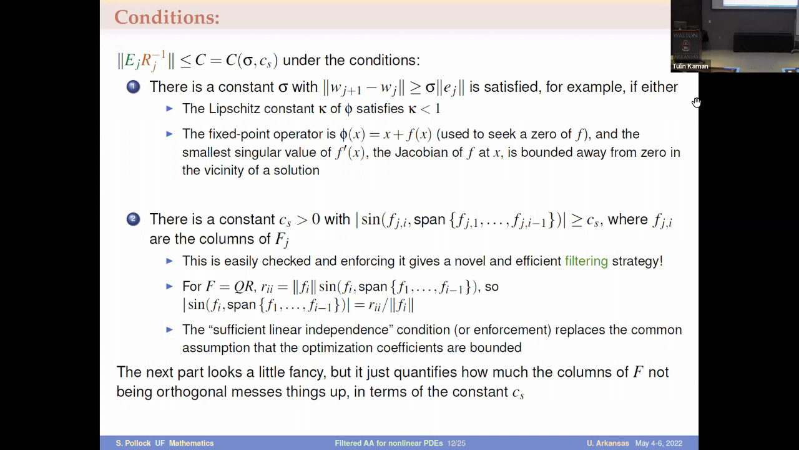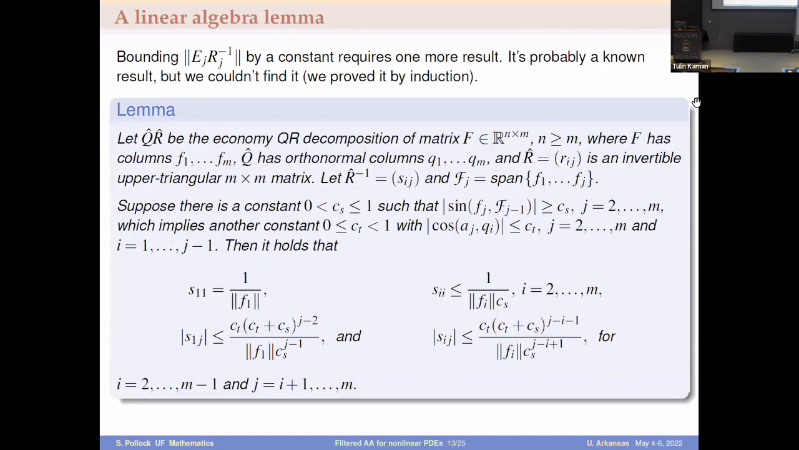So this next part might look a little fancy, I don't usually present it, but I figured since we're talking about numerical linear algebra here, it fits right in. So we just want to see how much the columns of F not being orthogonal messes things up, and how we can bound this norm of E times R inverse. So to do this, we needed this little lemma on the entries in R inverse, where R is of the QR decomposition. I actually assume this must be a known lemma, but I didn't know where to find it. Maybe somebody here could tell me.